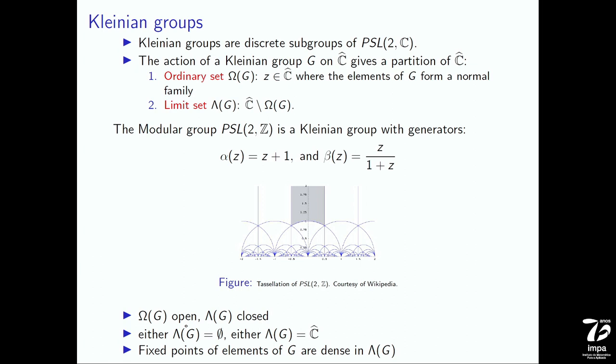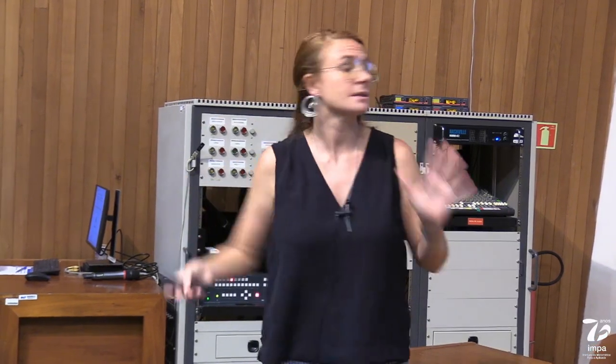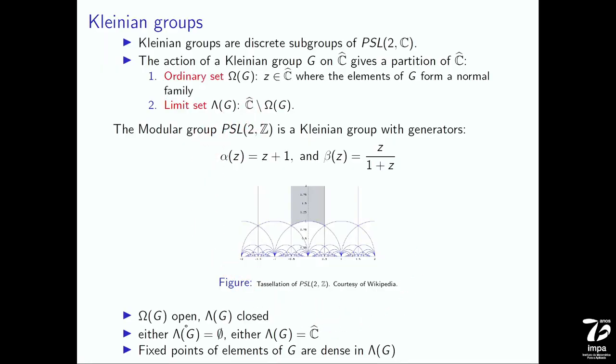In this talk, we are particularly interested in the modular group, which can be generated by these two elements, alpha of zeta is zeta plus 1, and beta of zeta is zeta over 1 plus zeta. The ordinary set for the modular group is the upper and the lower half plane, and the limit set is the real line. Since the same happens upstairs and downstairs, here I represent just the upper half plane. Again, one can show that the ordinary set is open and the limit set is closed. The limit set either has empty interior or is the whole sphere, and the fixed points of the elements of the group are dense in the limit set.